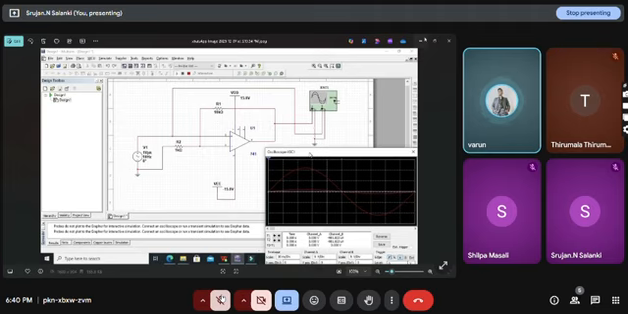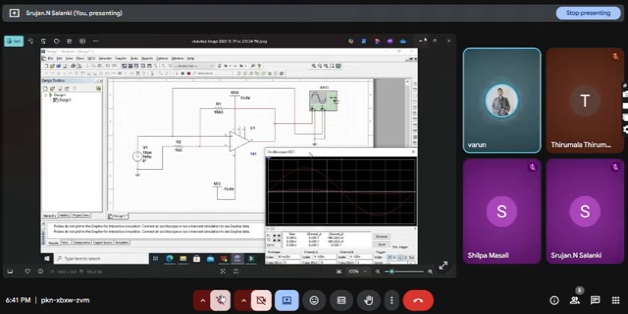These resistors form negative feedback from the output to the inverting terminal. The feedback determines the gain of the amplifier. The gain formula for a non-inverting amplifier is gain equals 1 plus R1 by R2. So the output signal is approximately 11 times larger than the input.